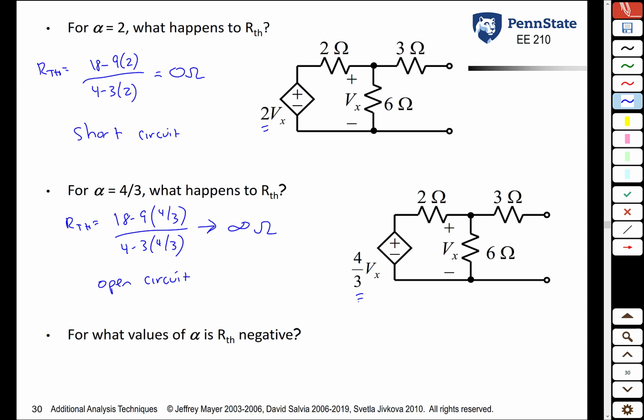But we can get something even more interesting here, and this is because this is a dependent source. Suppose we were asked to find for what values of alpha is our Thevenin resistance negative. Basically, we want 18 minus 9 alpha over 4 minus 3 alpha to be less than 0. This expression is less than 0 in two situations. The first situation is if the numerator is negative and the denominator is positive.